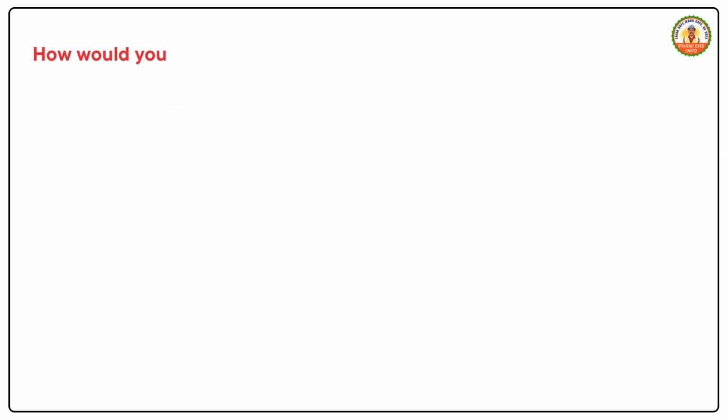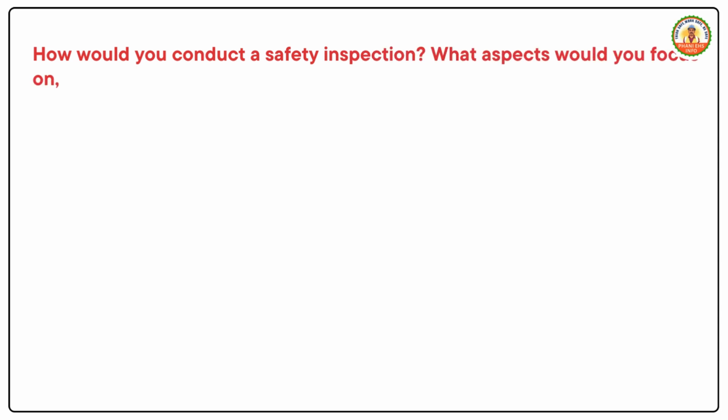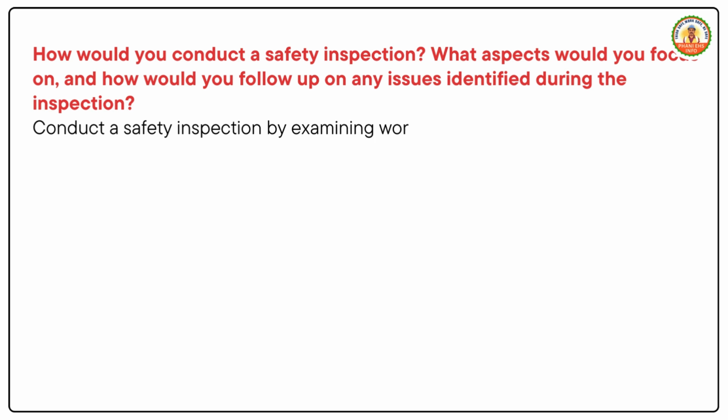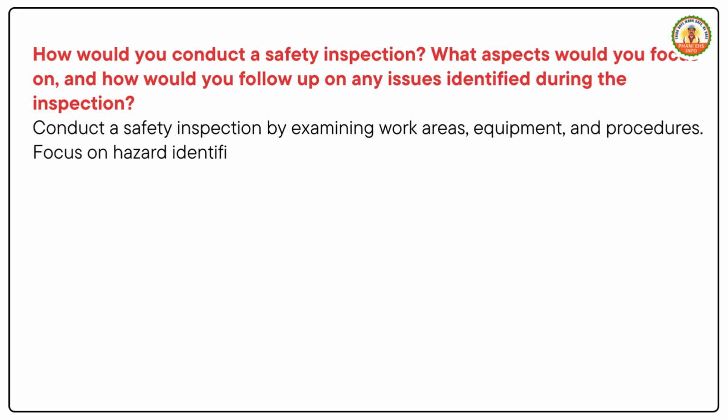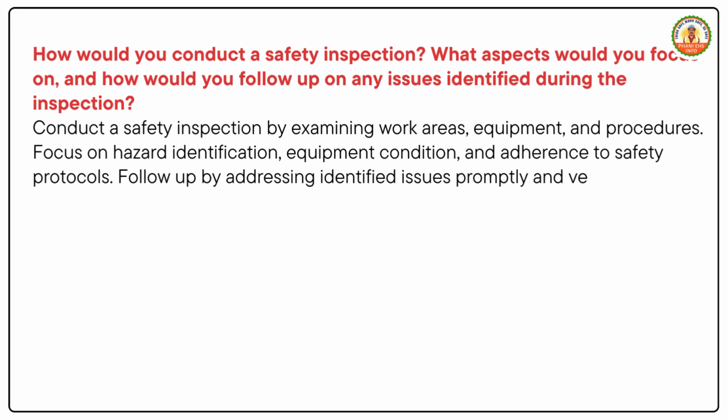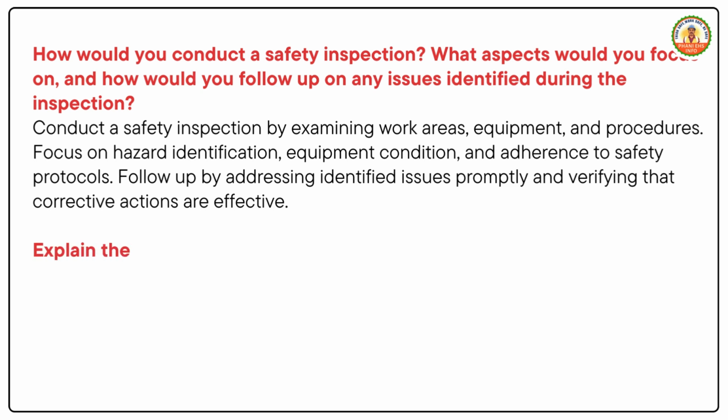How would you conduct a safety inspection? What aspects would you focus on, and how would you follow up on any issues identified during the inspection? Conduct a safety inspection by examining work areas, equipment, and procedures. Focus on hazard identification, equipment condition, and adherence to safety protocols. Follow up by addressing identified issues promptly and verifying that corrective actions are effective.